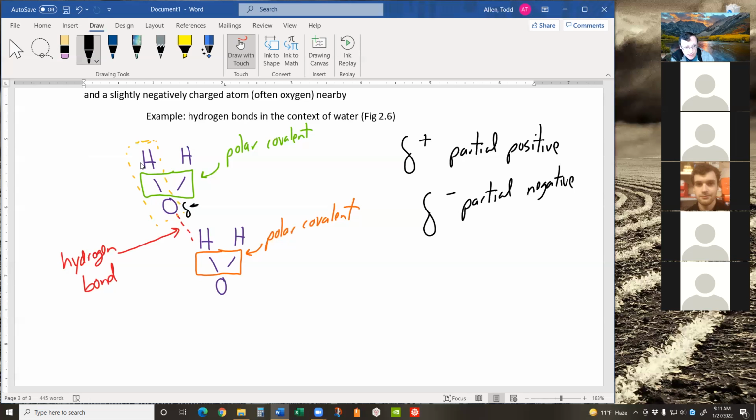The hydrogen takes on a partial positive because it's losing its electron a majority of the time, because its electron is being drawn towards the oxygen. So oxygen takes on a partial negative, hydrogen takes on a partial positive. That situation is going to exist around every water molecule. So this oxygen becomes partially negative. This hydrogen takes on a partial positive characteristic.